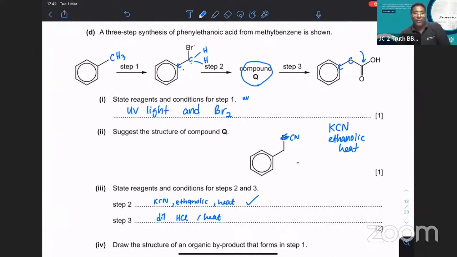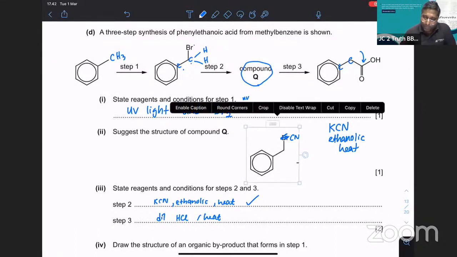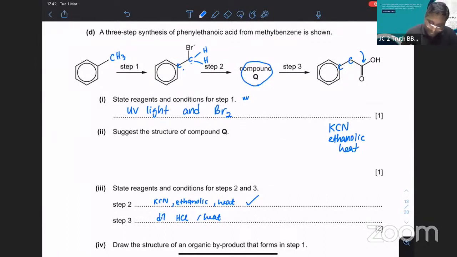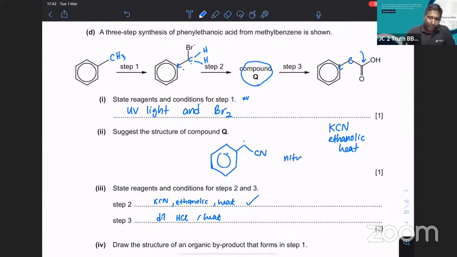What will happen if you want to suggest compound Q? This compound will look like this. I'll draw it properly: you have one carbon, another carbon, and then CN over there. So this is a nitrile.